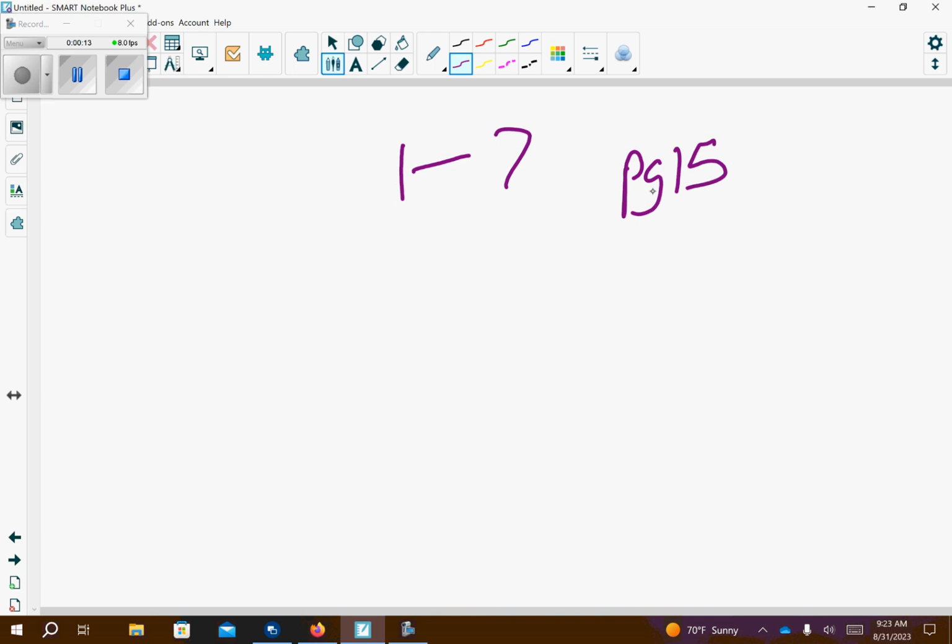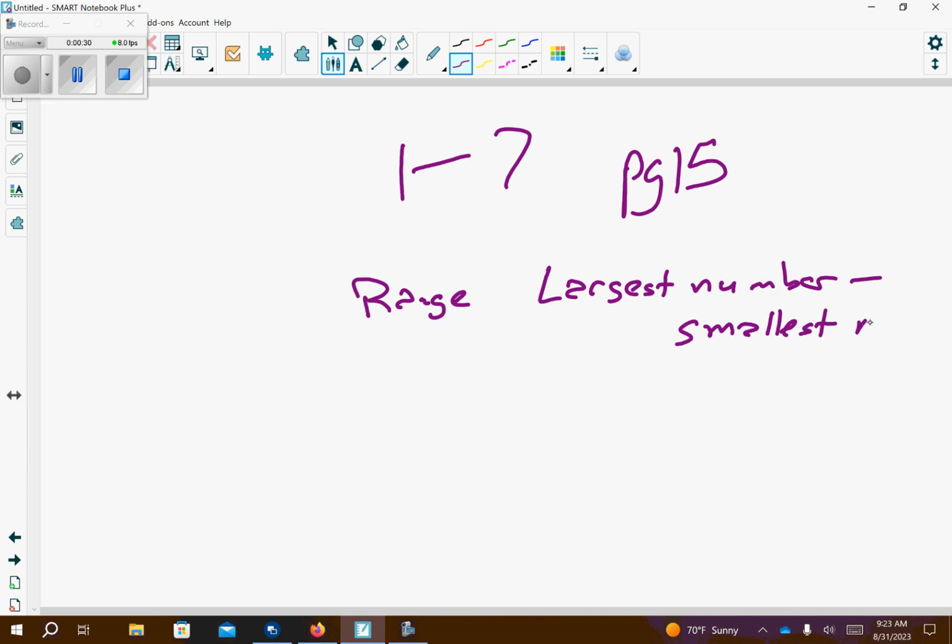We're on page 15. So we're looking at measures of spread. The first thing we're going to talk about is something called a range. The range is the largest number minus the smallest number. So you just look at your list, whatever the biggest minus smallest is your range. It's part of the central tendencies of your information.